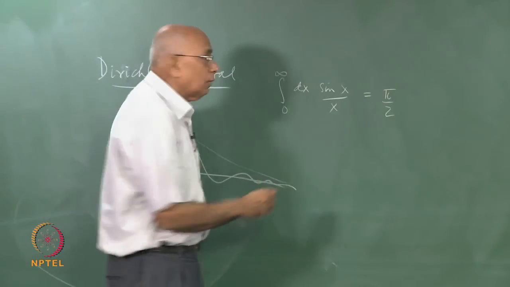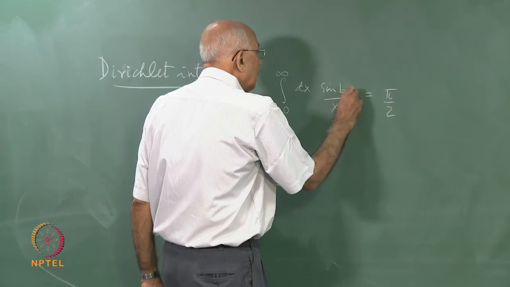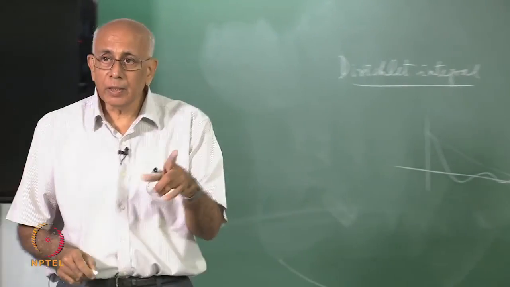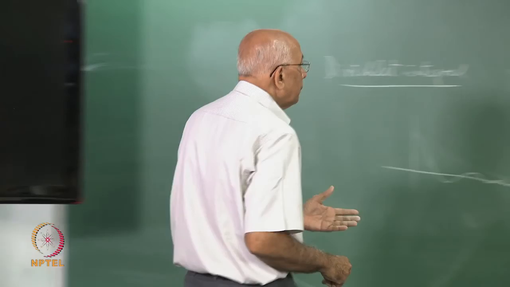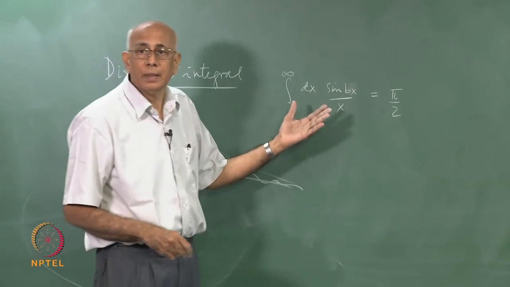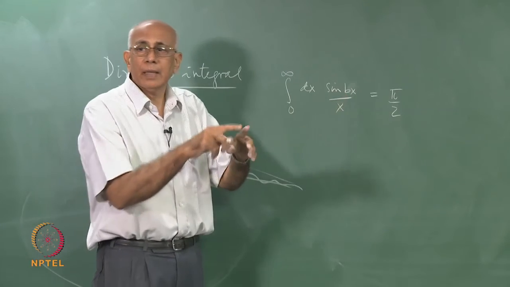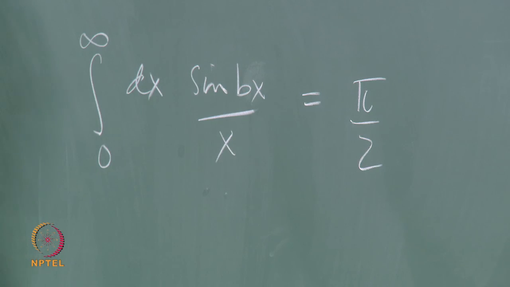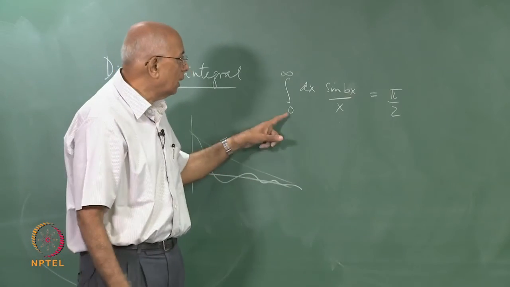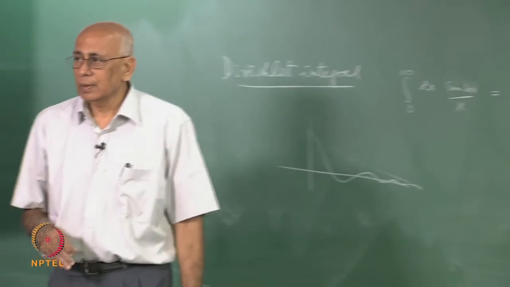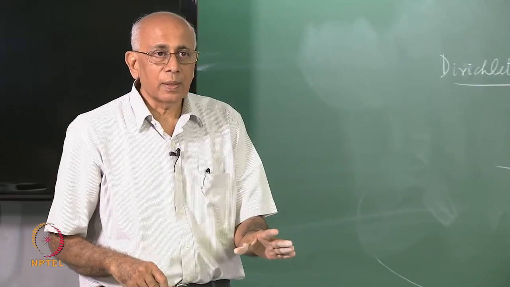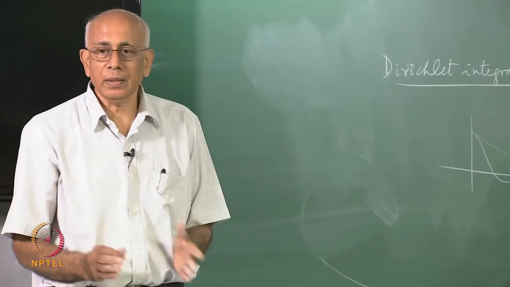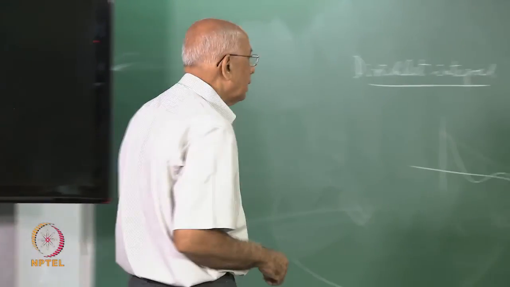Actually it turns out that if I multiply this by a constant, let us call it b, some positive constant b, the answer remains pi over 2, it does not change, independent of b. The reason is very simple: you can put bx equal to x prime, and then dx over x is the same as dx prime over x prime, so the whole thing becomes independent of b, because the limits of integration remain unchanged. So for all positive values of b, the integral is pi over 2, and for all negative values of b, it is minus pi over 2, because sin bx is then a negative quantity, minus sin mod bx.